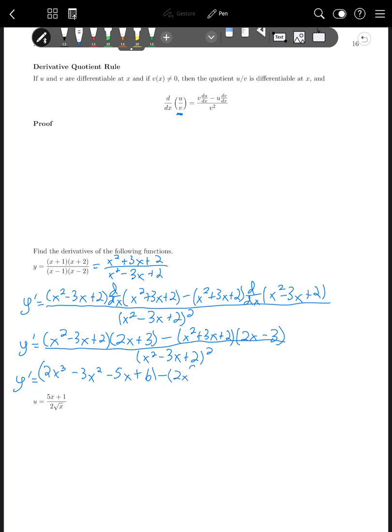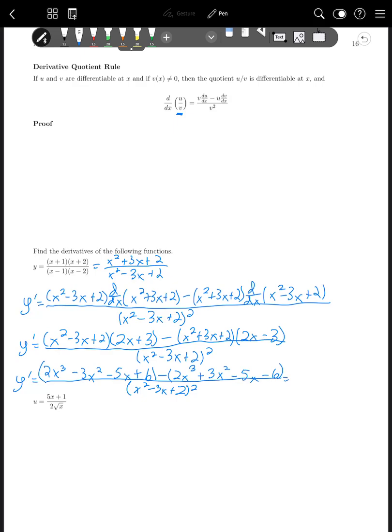So 2x cubed plus 3x squared minus 5x minus 6 all over x squared minus 3x plus 2 squared.